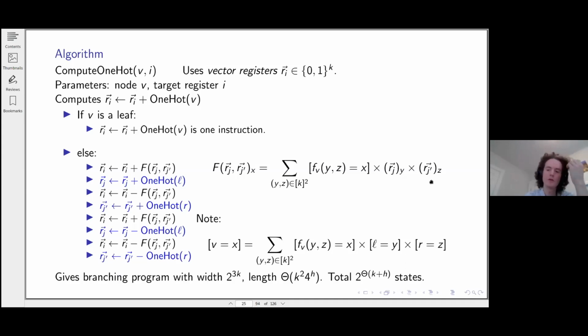So let's see what this gives us. It gives us a branching program where the width, well, we have 3 registers still, but each register takes k bits. So our width is now 2 to the power 3k. On the other hand, we've reduced the number of recursive calls. At each level of the recursion, we only have 4 recursive calls. And we also do on the order of k squared work at each step. So that works out to a total of order of k squared times 4 to the h layers. And if you multiply those two things together, the number of states is 2 to the order k plus h.